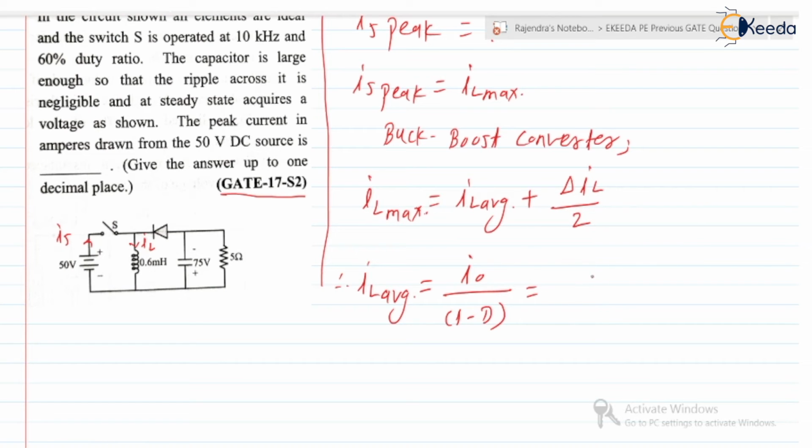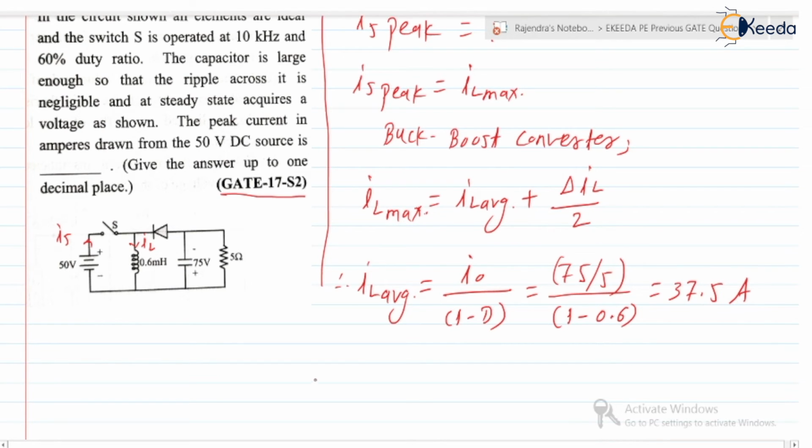What is I0? It is V0 by R. V0 is 75, so it is 75 upon 5, divided by 1 minus the duty cycle. What is the duty cycle? It is 0.6. So it is 75 by 5 divided by 1 minus 0.6. You can write it as 37.5 ampere. This is the IL average.